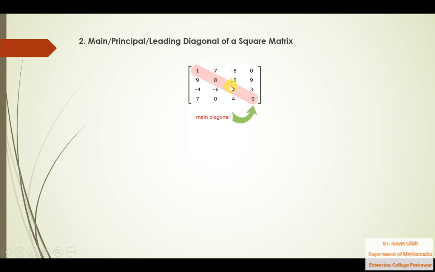The main diagonal of a square matrix, or the leading diagonal, runs from left to right, coming from upstairs to downstairs. This is the main diagonal of a square matrix.